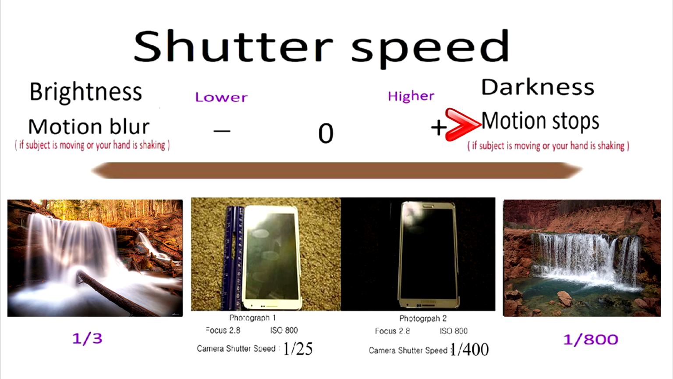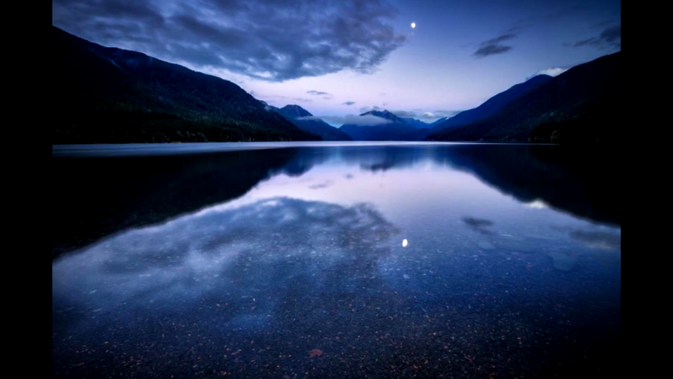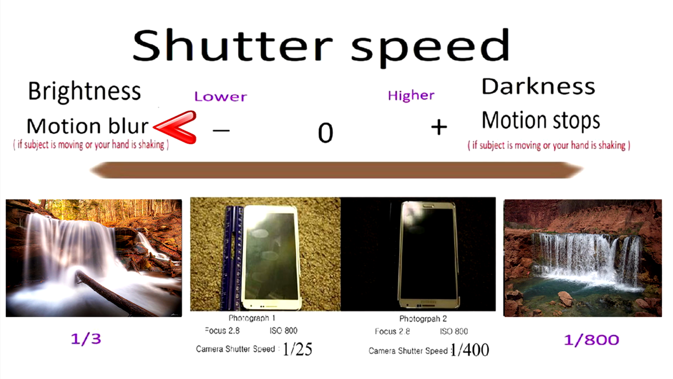The other effect of shutter speed is the lower the number, you will get more brightness, and the higher the number of shutter speed, you will get more darkness. Basically, it depends on the kind of light you have in the situation. So we can see two effects of shutter speed.